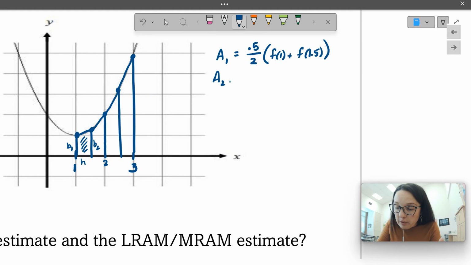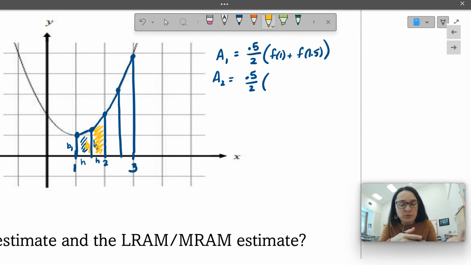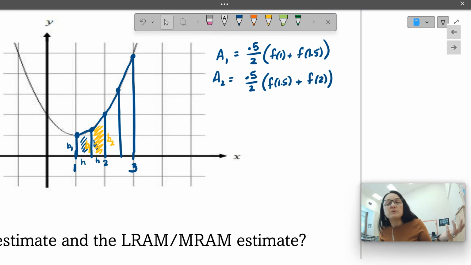And then trapezoid number 2 has the same height of 0.5 over 2, except for trapezoid number 2, B1 is the B2 from last time, and B2 is over there. But really, if you pause and look at it, you're like, oh, no, I get this. So base 1 is f of 1.5, base 2 is f of 2. Yeah, I used a height twice. Who cares? That's what I'm doing.